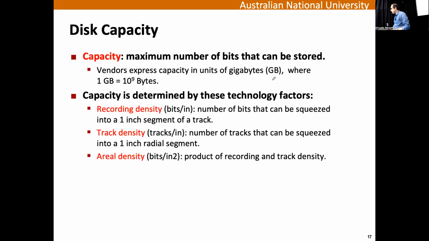Okay, so capacity is the number of bits you can store. I just want to go through them quickly. Recording density is the number of bits per inch. These are all metrics that quantify density, how many bits you can squeeze per inch. And over the years, the recording materials have improved, the technology has improved, and we can now record more bits per inch. That's all this slide is saying.